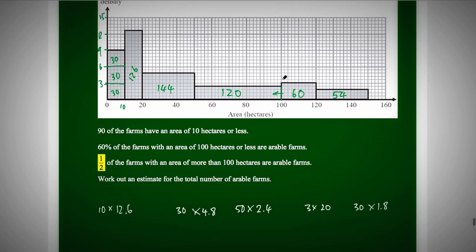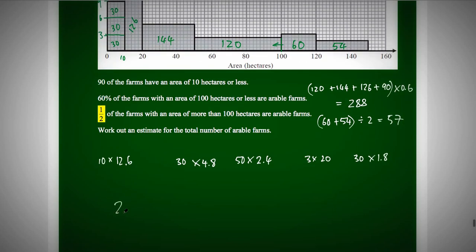So I've now got to get some totals from this. 60% of the farms with an area of 100 hectares or less. So that is all of those added together: 120 plus 144 plus 126 plus the original 90. All of that multiplied by 0.6 will give me 60% of those. So that's 288 farms from that bit. Half of these farms, so that's 60 plus 54, divided by 2, which is 57. And I need the total number of arable farms, so that is 288 plus 57, which is 345, 345 farms.